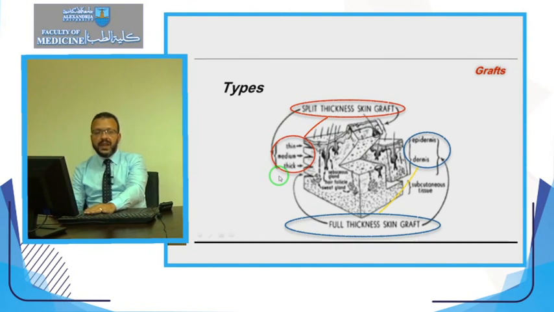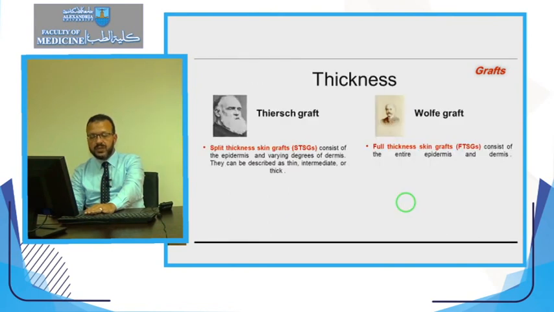If we think about the donor site of the split thickness skin graft, we have left behind a piece of dermis. This piece of dermis, like we said before, contains sebaceous glands and sweat glands, and this means that the donor site will heal spontaneously by epithelialization from these structures. While in the full thickness skin graft, we harvest the whole dermis, so there are no epithelial reservoirs to help epithelialization of the donor site. That's why the donor site of the full thickness skin graft has to be closed directly.